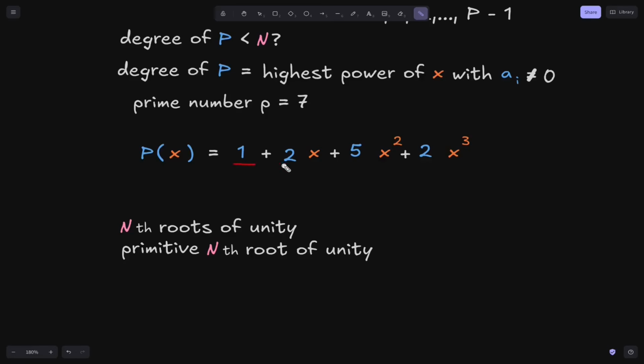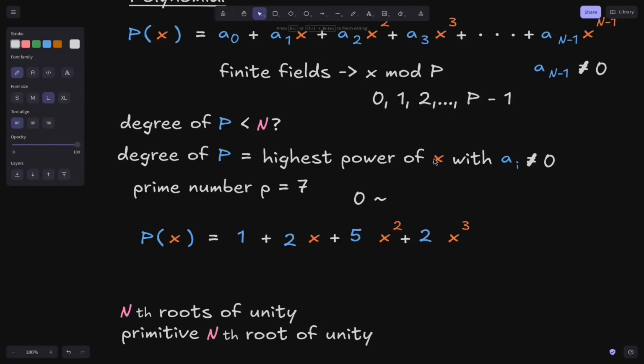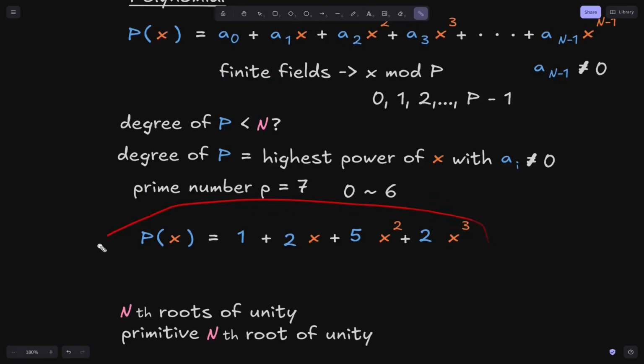So the valid coefficients that we can put in here will be the numbers between 0 to p minus 1, which will be 6. This is an example of a polynomial where each coefficient is an element from the prime field where p is equal to 7. Next, let's ask the question, what is the degree of this polynomial? Well, going back to the definition, the degree of a polynomial is the highest power of x with a_i not equal to 0. In this example, what is the highest power of x where the coefficient a_i is not equal to 0? Well, the highest power of x where the coefficient is not equal to 0 is x raised to the power 3.